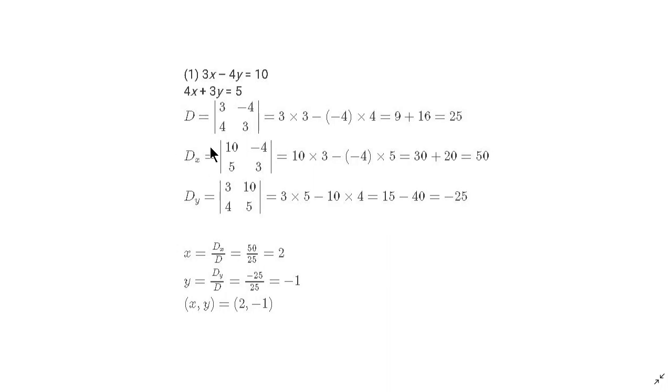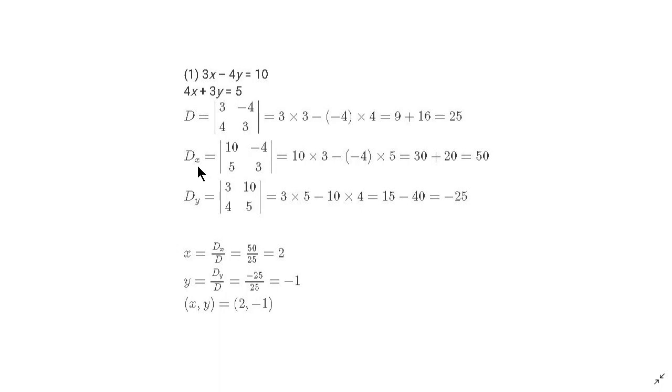Similarly, in the Dx determinant, we replace the coefficients of x from the D determinant, because it's a Dx determinant. Other than the coefficients of x, we write as it is: minus 4, 3 as it is. We replace the coefficients of x by the constants. What are the constants? 10 and 5. So we will write 10 and 5, and minus 4 and 3 as it is.